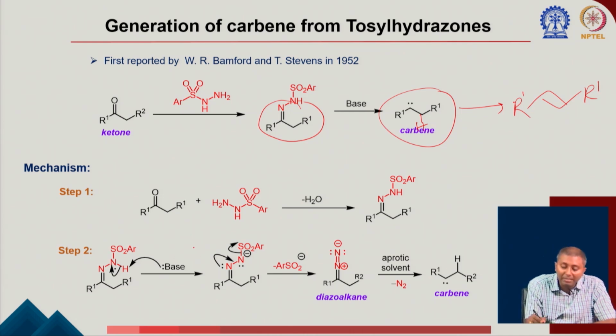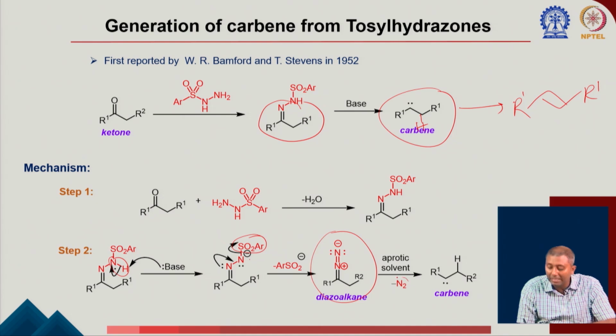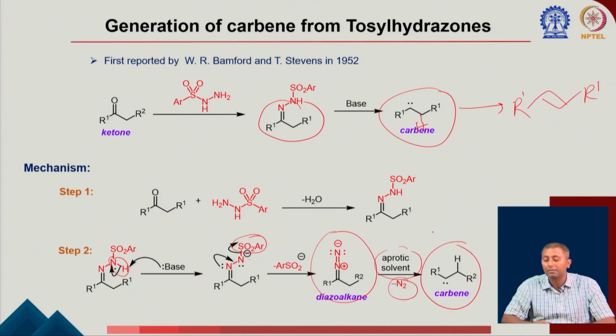The base abstracts this NH proton to form the N minus, then there is release of the SO2 aryl group, generation of this intermediate, and after that release of N2. In an aprotic solvent this generates the carbene species. And if you have a protic solvent, then instead of a carbene it generates a carbocation, and after that there is proton abstraction, which goes to a very similar product.